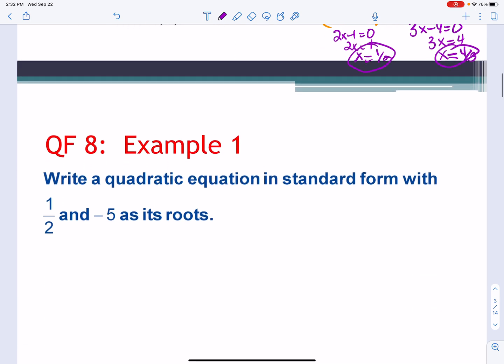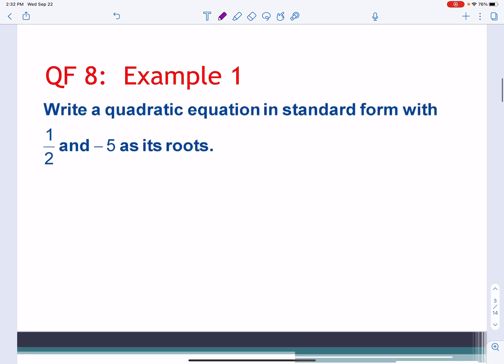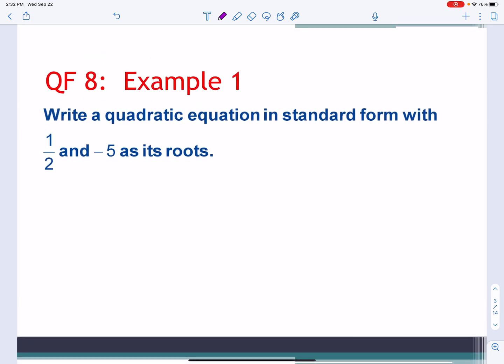Okay, so we're going to jump to QF8 and I apologize for that. But what it wants is a quadratic equation in standard form. So let's go back and remember what standard form is. Y equals ax squared plus bx plus c. So it's basically saying it wants no parentheses, but it's giving us roots.